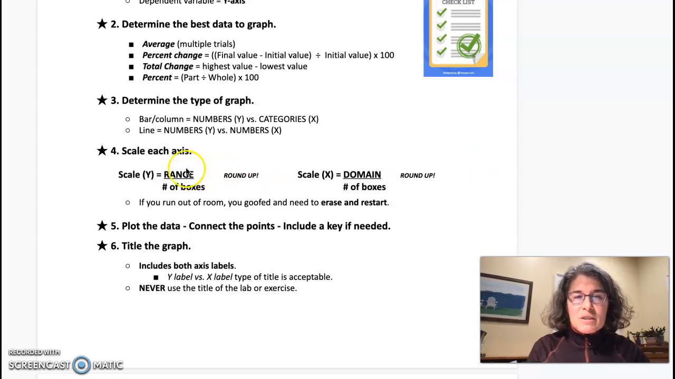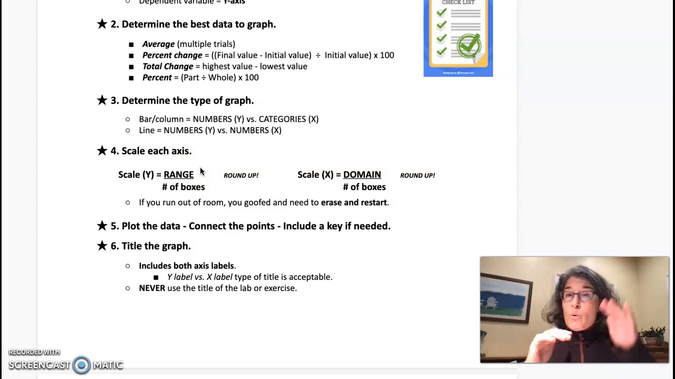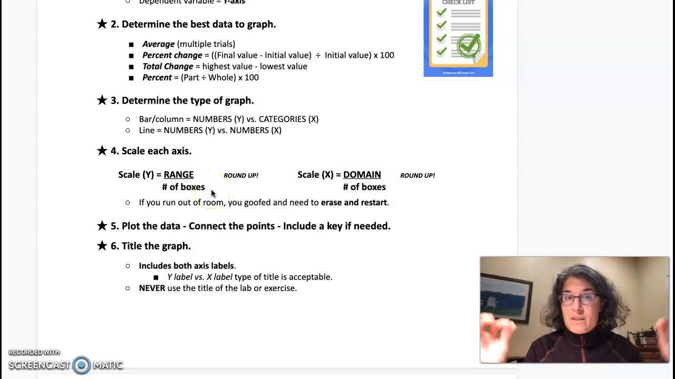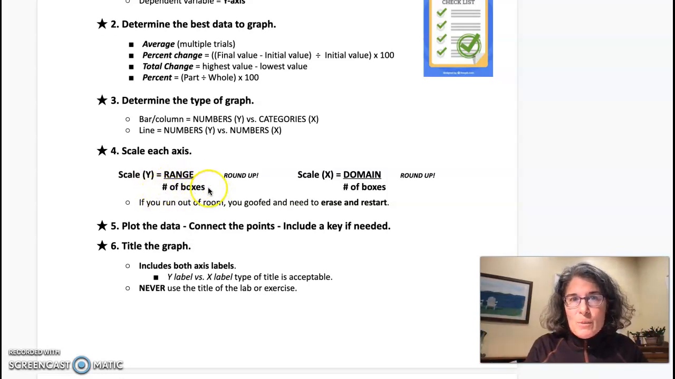In this case, the difference here is instead of using time like you did on your timeline, you're going to be using your range, or the difference between the biggest and lowest data point, for the top of your fraction. And instead of measuring actual distance in centimeters, you're going to be using number of boxes or number of grids on your graph paper for the bottom of your fraction.